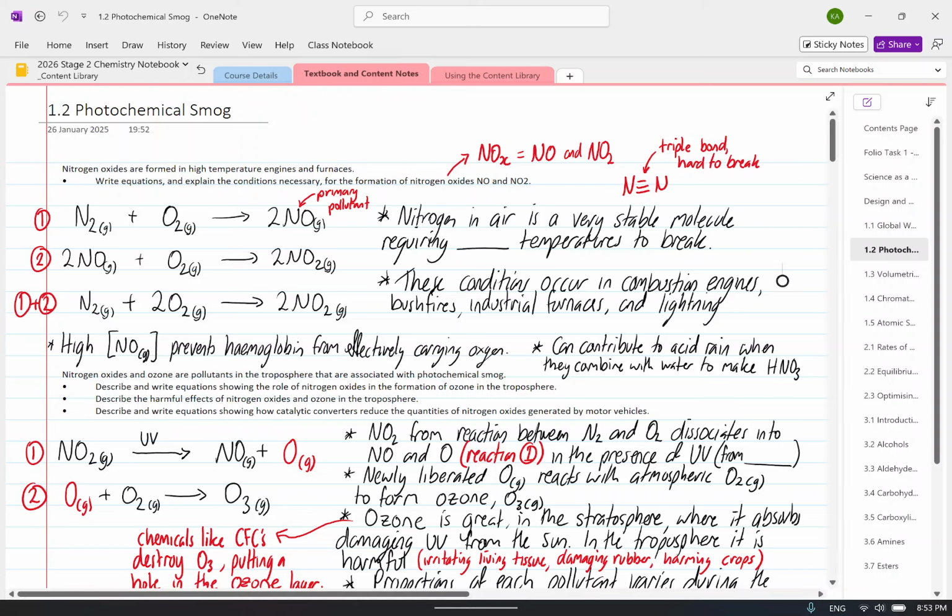Hi, Year 12s. So, on to subtopic 1.2, photochemical smog. Now, one of the main pollutants that we're going to be focusing on here are nitrogen oxides. So, they are molecules with nitrogen and oxygen in them.